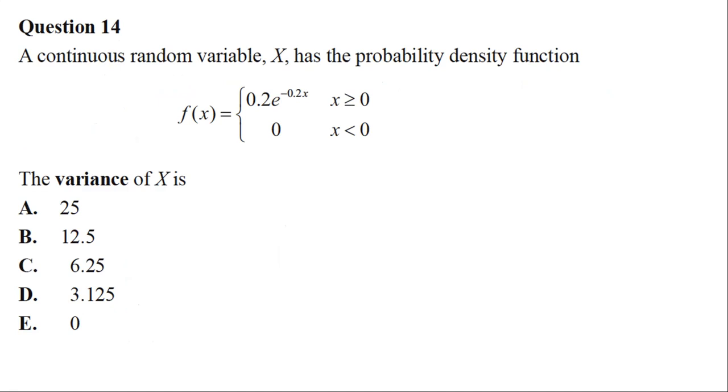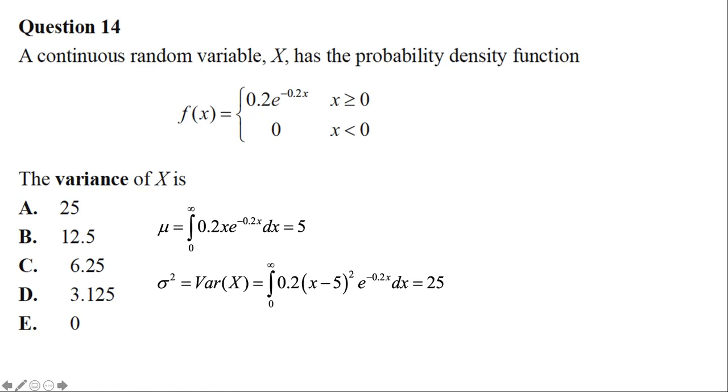Question 14 gives you a probability density function for a continuous random variable x. Its effective domain is greater than or equal to 0, which means 0 to infinity. So to get the variance of x, you have to calculate the mu first, the mean value. That is done by multiplying the function by x, then anti-deriving it from 0 to infinity. And this could be done on your CAS calculator, which gives you 5.